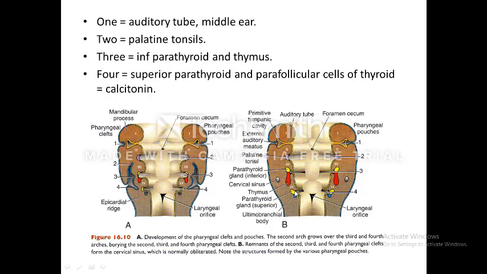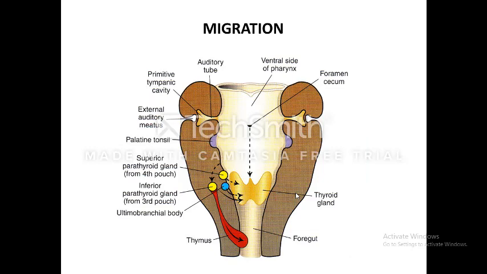The fourth pharyngeal pouch will give me the parathyroid gland and the parafollicular cells of the thyroid. This picture shows me more clearly what structures originate from the pharyngeal pouches. Auditory tube and the middle ear originate from the first pharyngeal pouches.